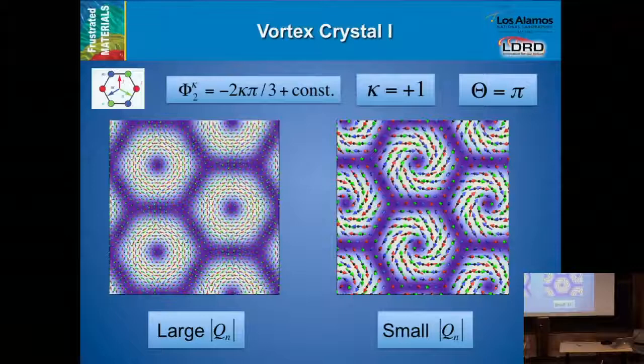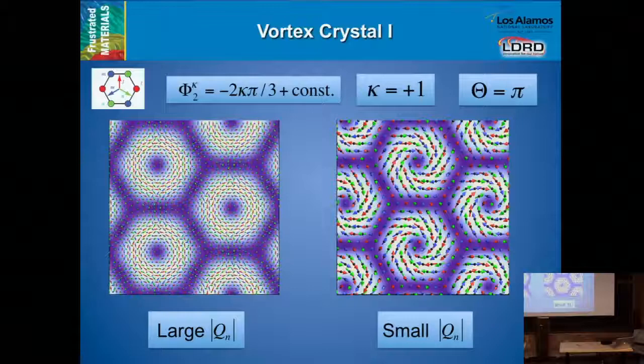When you approach the core, the spin is getting out of the plane. So in these regions, the spin, or the pseudospin, is completely parallel to the magnetic field. That is what must happen near the core of a vortex. The amplitude of the order parameter has to go to zero, and here the order parameter is the planar component, the component of the spin in the plane perpendicular to the magnetic field.